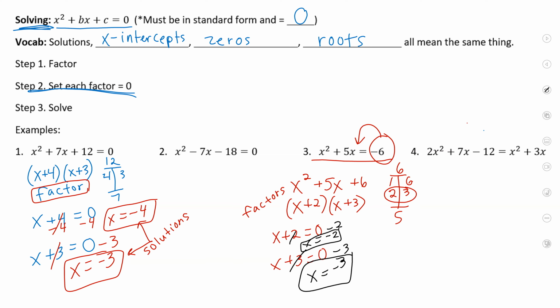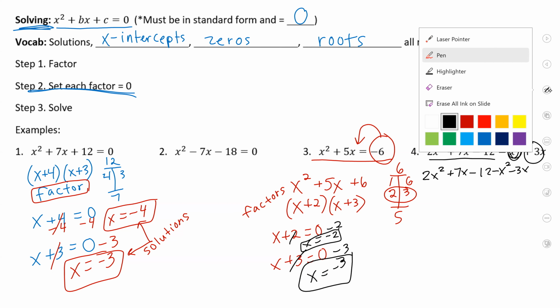Okay, so this x squared, I'm going to move it to this side. This 3x, I'm going to move it to this side. Let's just write what we have. On this side, I have 2x squared plus 7x minus 12. We're going to move this x squared over. When I move it, what happens? The sign changes, so it'll be a minus x squared. When I move this 3x over, what happens? Minus 3x. Now we're just going to combine like terms.